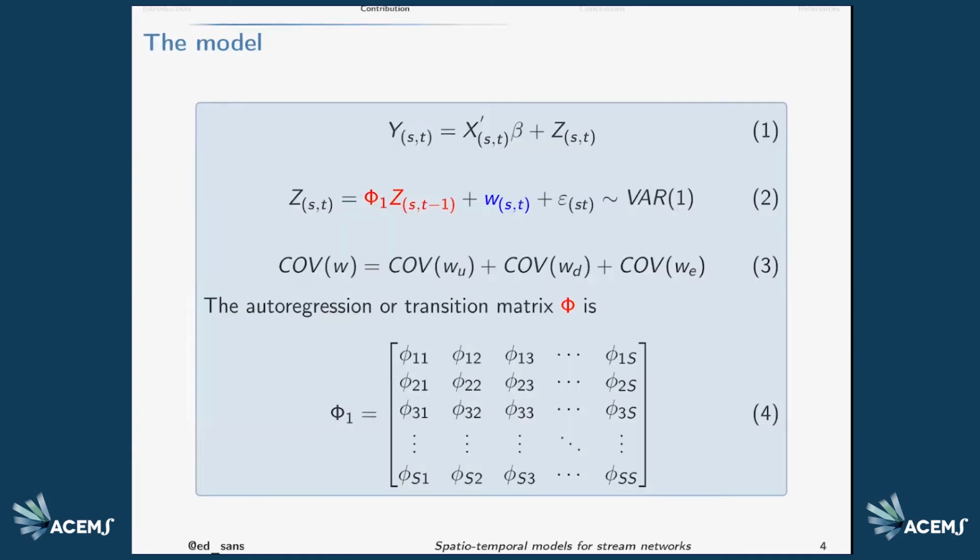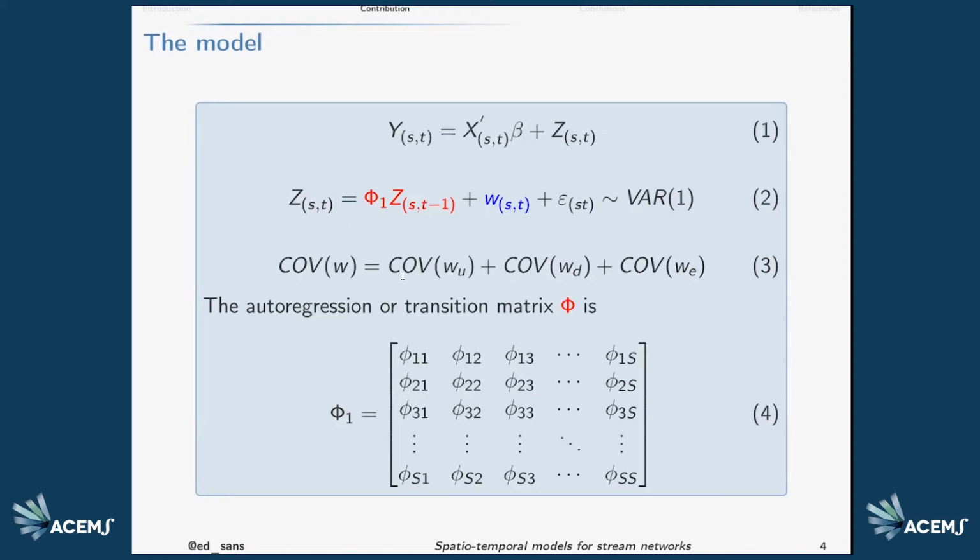In this work, we propose the following dynamic model in which a variable y in space and time is a function of a design matrix of some covariates, plus this bit here, z in S and T, which is composed of two parts. The first one is the vector autoregression, which is composed of multiple time series. And the second part, W in S and T, is how we incorporate the spatial dependence. In the first part, this phi is a transition matrix, and it is going to determine how much temporal dependence we have in our model.